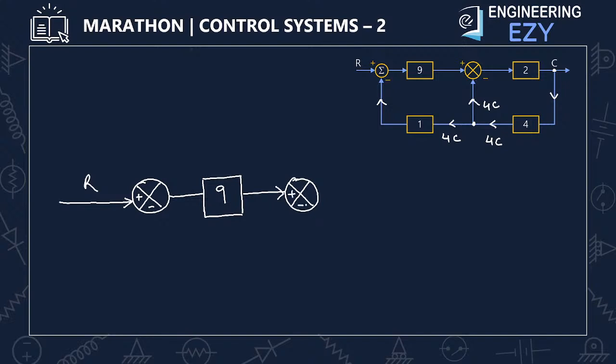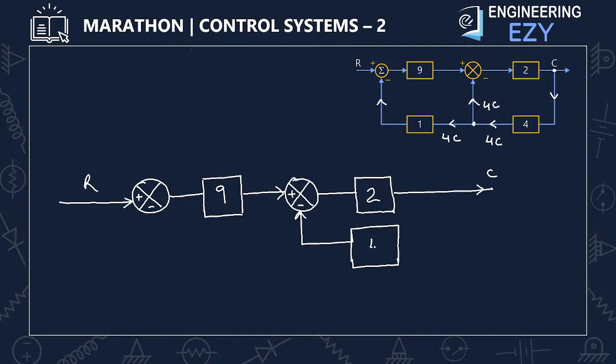If I reduce this block diagram, I have the diagram like this. And if you reduce this diagram like this, you can easily solve the transfer function. So it is 4. And this is also 4, because this 4C is here, the feedback is 4C.